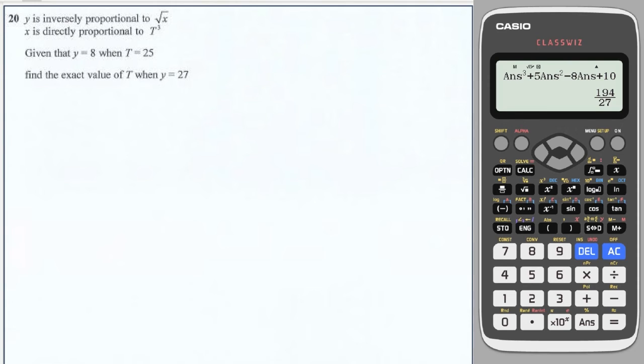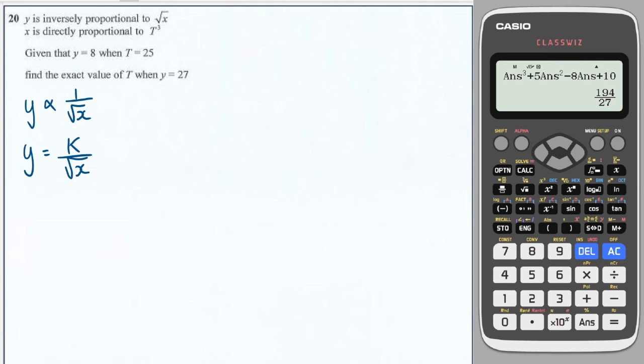Okay, we've got a funky inverse proportion and direct proportion rolled into one. So we know that y is inversely proportional to root x, which tells me that y is equal to some constant multiplied by 1 over root x, so k over root x.